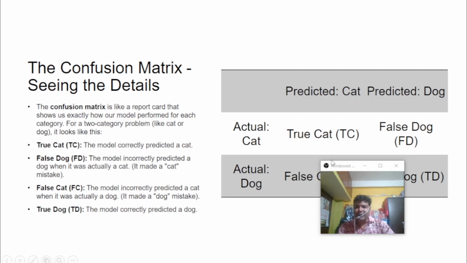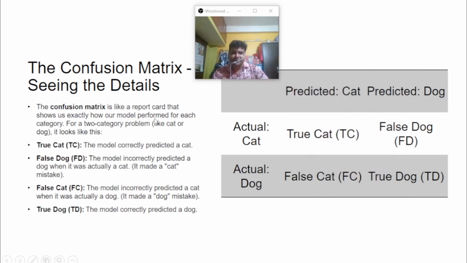Let's discuss one by one. First one is confusion matrix. Confusion matrix is a tabular format, like a report card, that shows us exactly how our model performed for each category.